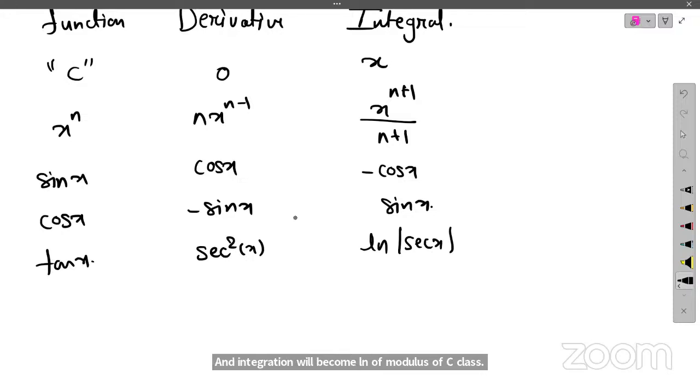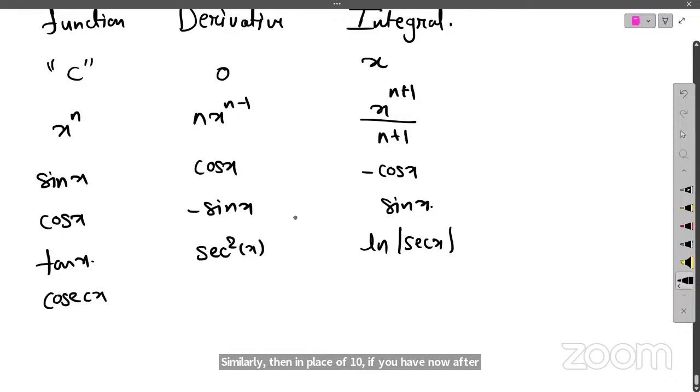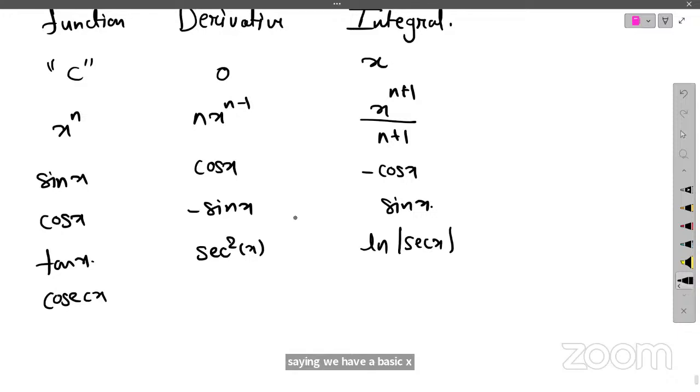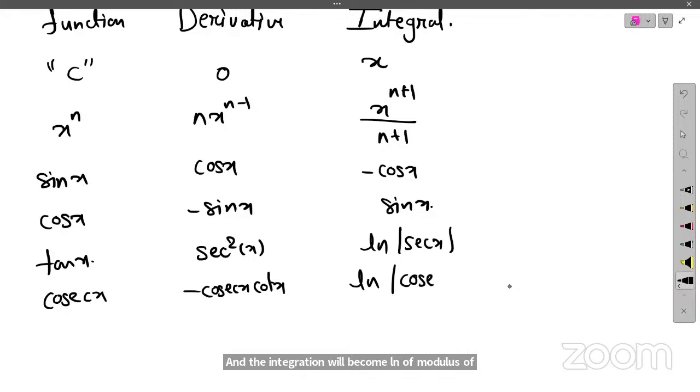Similarly, after tan we have cosec x. The derivative of cosec x is minus cosec x cot x, and the integration will become ln of modulus of cosec x minus cot x.